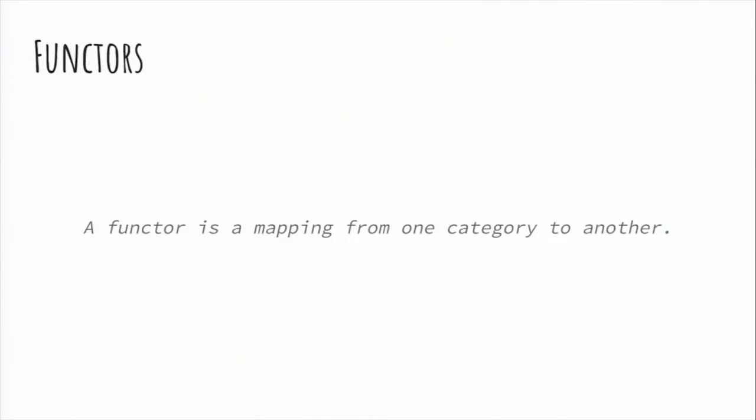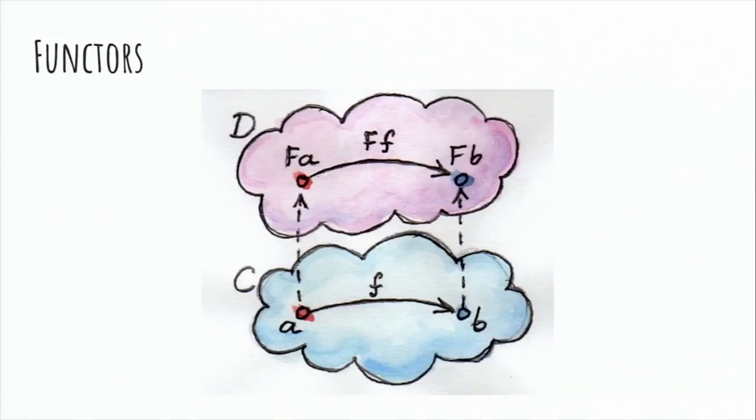So what is a functor? A functor is a mapping from one category to another. For example, we have a category drawn as a cloud with objects A and B. And you have a functor F that maps that cloud onto another cloud, which also has objects FA, FB. And the arrows in between must also be mapped to the other category.